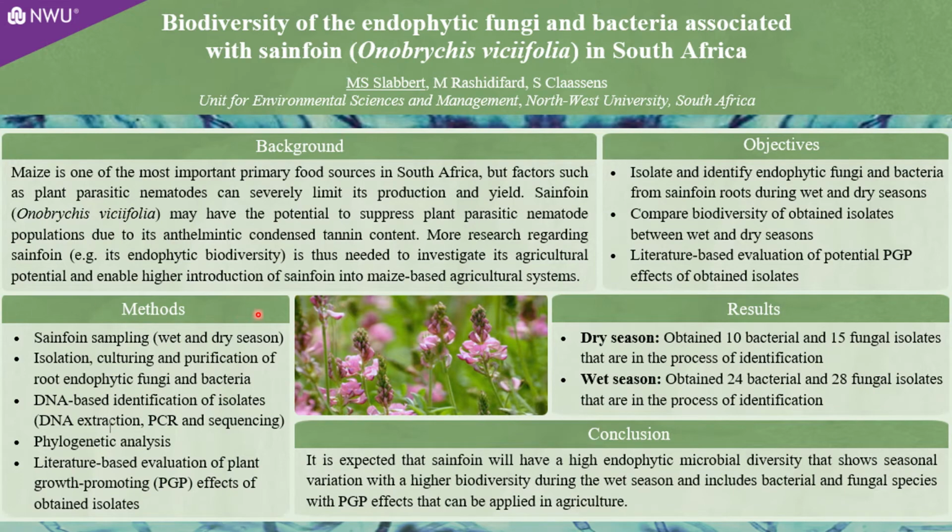So the methods included sainfoin sampling during the wet and dry season, and this was done on an established agricultural field on a farm called Jakkelsfontein near Vicksburg, South Africa, followed by isolation, culturing, and purification of the root endophytic fungi and bacteria, and then DNA-based identification of the isolates, which entailed DNA extraction, PCR, and sequencing, followed by phylogenetic analysis, and lastly, a literature-based evaluation of the plant growth promoting effects of the obtained isolates.